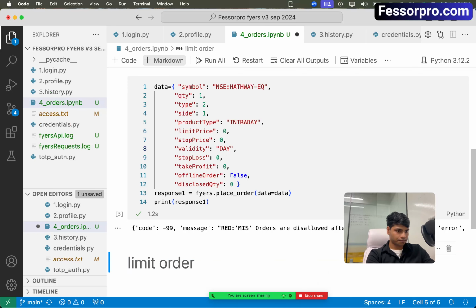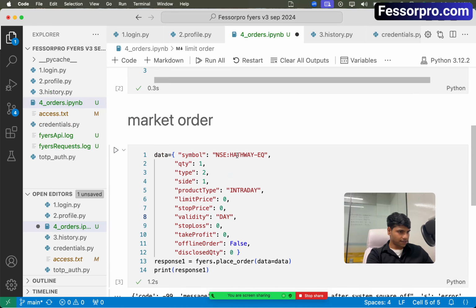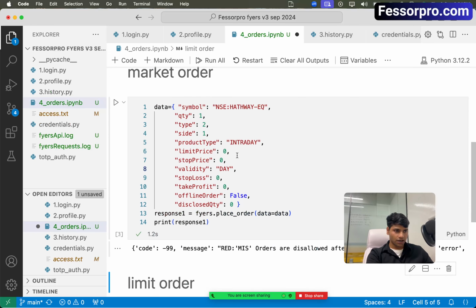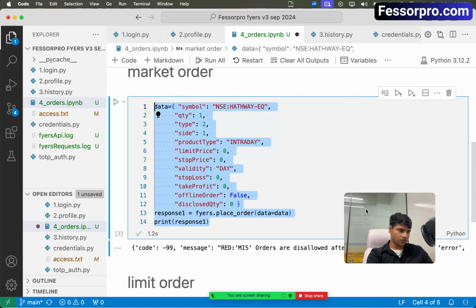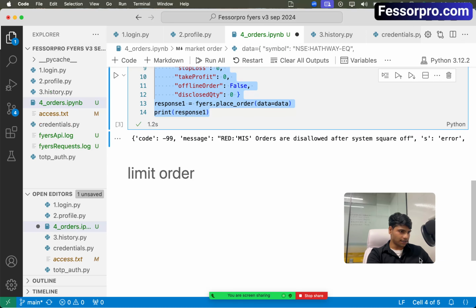Limit order. Now, if you want to use the code, you can directly copy the code from here. Copy the code and use it in your strategy. You don't have to write the entire code again. I'm giving you a lot of templates. You just need to copy and paste and design your strategy.